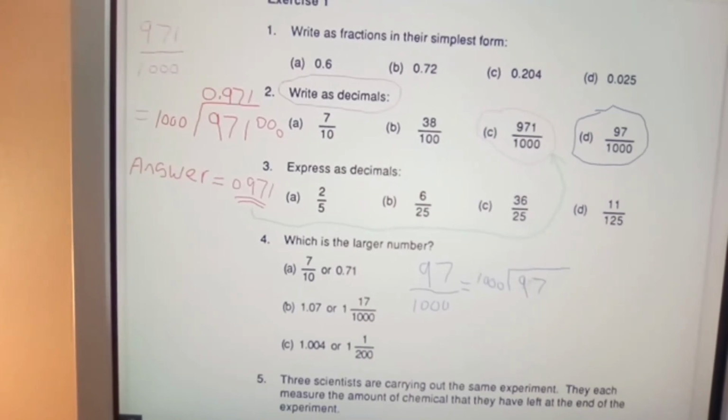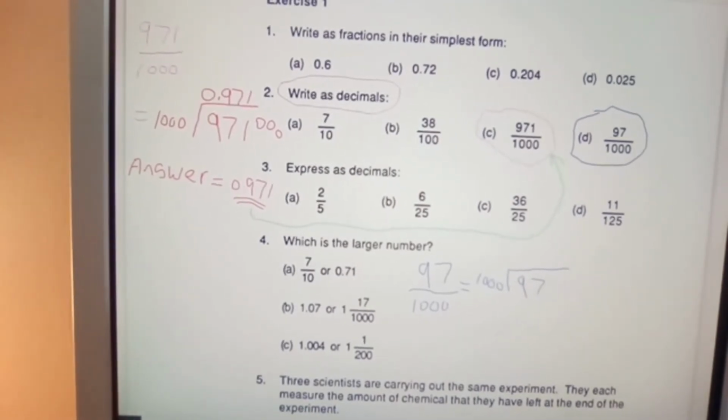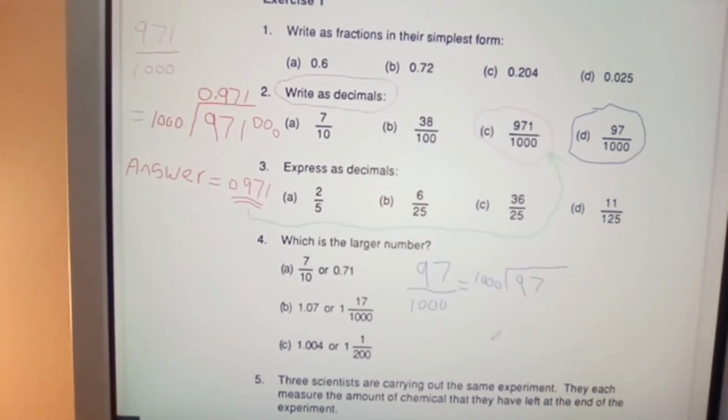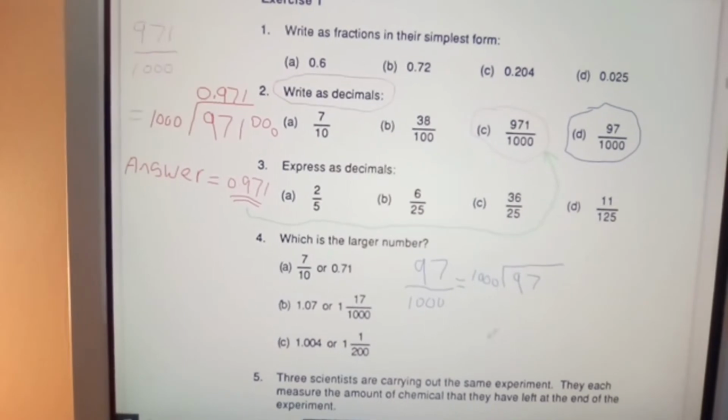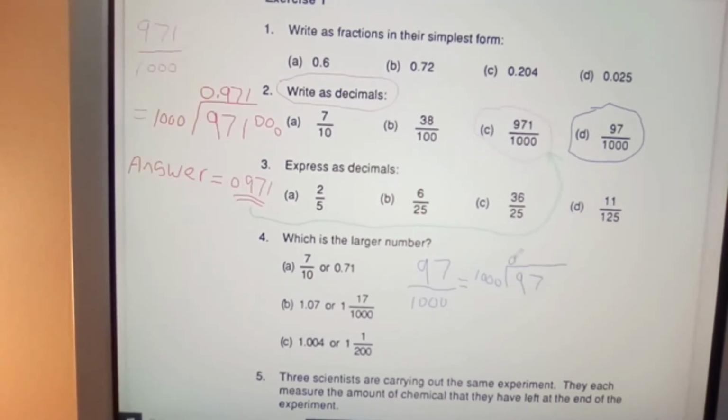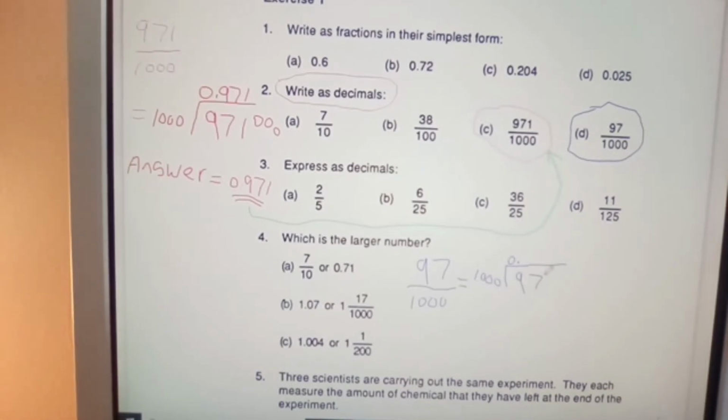Now, we're dividing 97 by 1000. So, how many times does 1000 go into 97? It can't. So 0 goes here, and a decimal point goes here. Okay? Now, because we put a decimal point here, we now need to put a 0 here. And I'll put a little 0 to represent it.